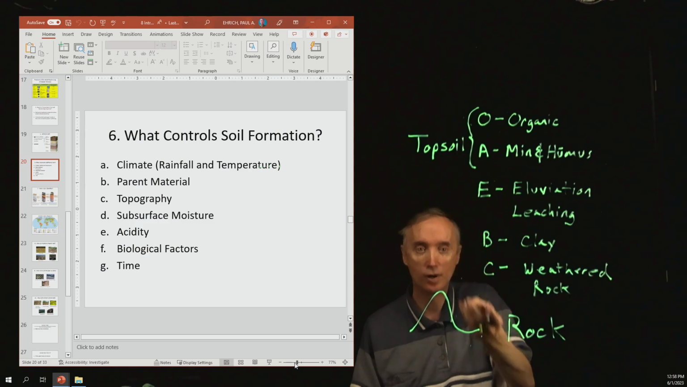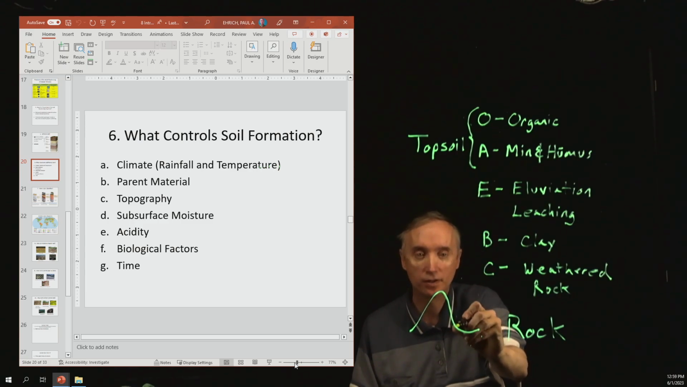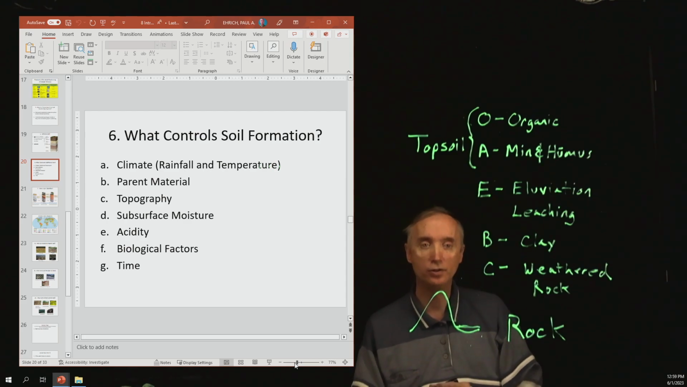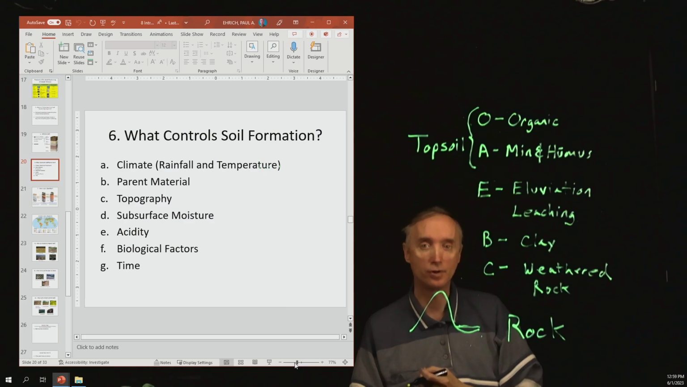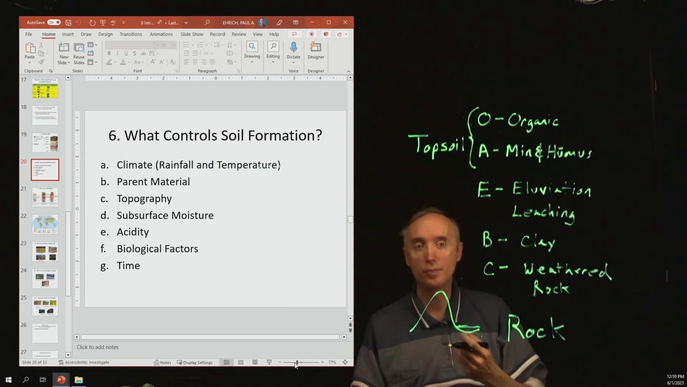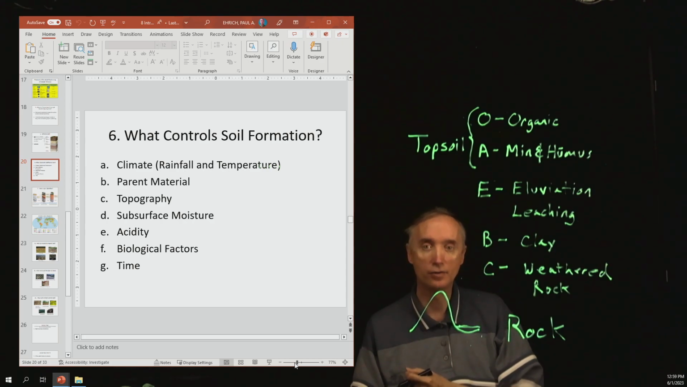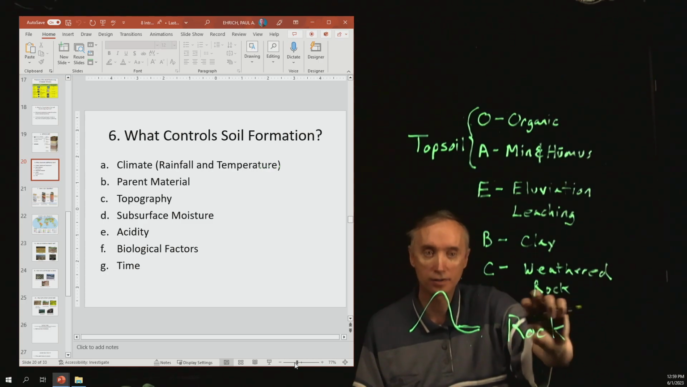It's going to carry away all of that material, and it's going to accumulate down here in the valley. So a valley would be a good place to farm because it's going to have thicker topsoil. It's also going to depend on the amount of moisture that is inside the ground, so subsurface moisture. It also depends on the acidity. So acids can break apart rocks.